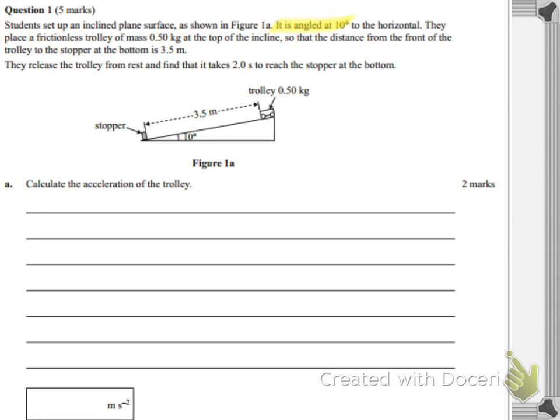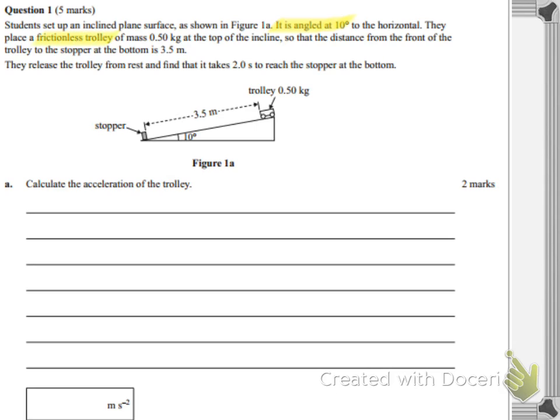Okay, so let's look at this problem. Students set up an incline plane surface as shown in the figure at an angle of 10 degrees to the horizontal. They place a frictionless trolley of mass 0.5 kilograms at the top of the incline so that the distance from the front of the trolley to the stopper at the bottom is 3.5 meters.